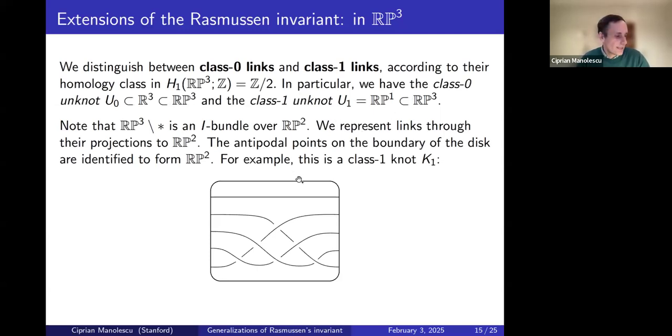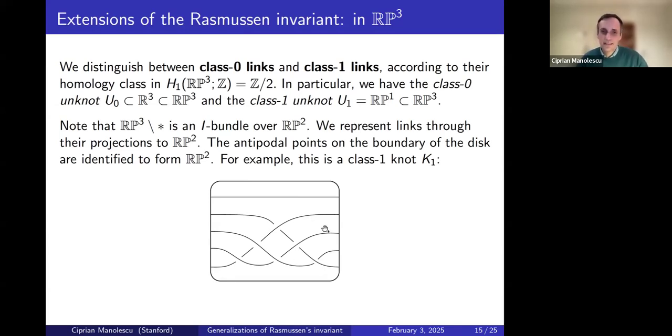But if you have a general knot in RP3, you present it like this. This is a diagram. In RP2, the antipodal points are identified. So maybe I start from here, I go over here. It's identified with this. I go like this. I come out on this side. Where do I come out? I come out here, then here, and then I come back where I started. So this is a knot.